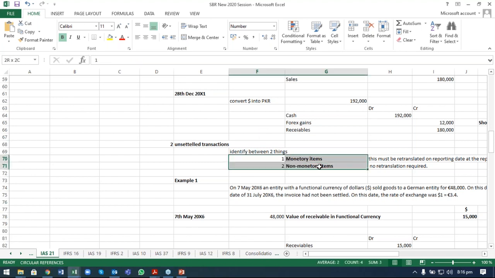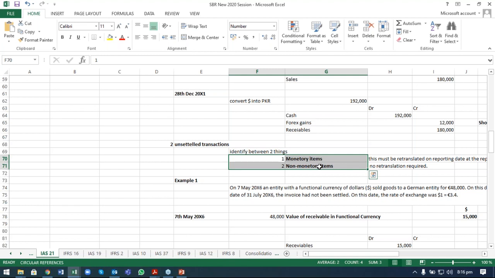So we have monetary items and non-monetary items. If anyone has confusion, I'm going to explain it. What is the meaning of monetary items? A monetary item is an item which can be allocated a specific unit of currency. Most of the students have confusion between monetary and non-monetary items. A non-monetary item is an item to which we cannot assign a specific unit of currency.